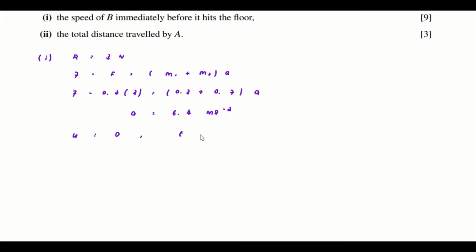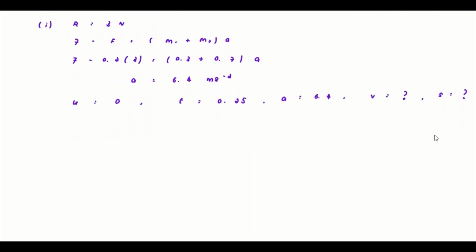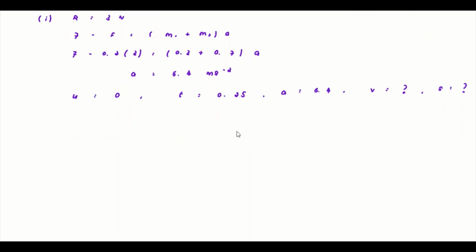The time involved here is given in the question, which is 0.25 seconds. Then we have acceleration equal to 6.4. So from here, we want to get our v and also our s. All right, so now we need two different equations. Let's solve the v first. So u, t, a, and v. We can use v equals u plus at.